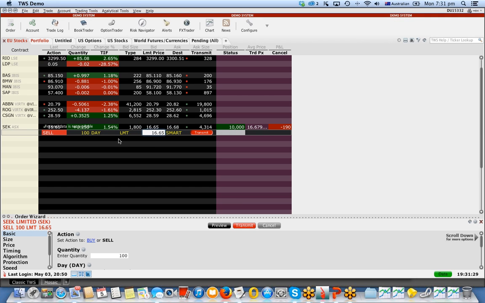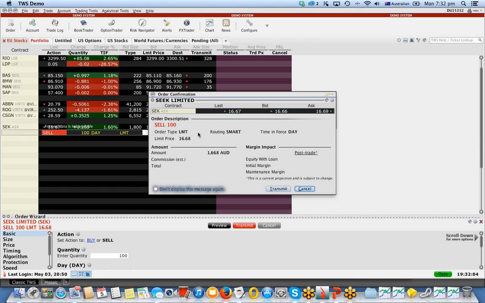Okay, and again we use limit, and in this case we would like to close above 1667, of course, but let's just take this example. So we would like to close 1 cent above our purchase price. And in this case, you can see sell, you can see 100 shares. Let's do 100 shares. And notice that 1668 will be a mid price at the moment. So we cannot guarantee that it will go through, but let's transmit.